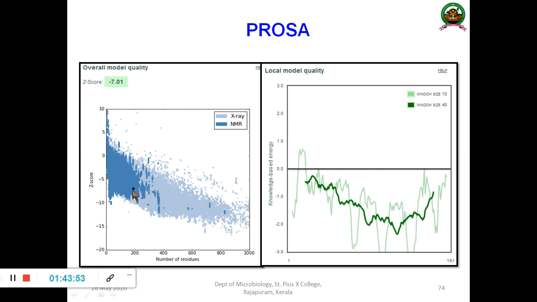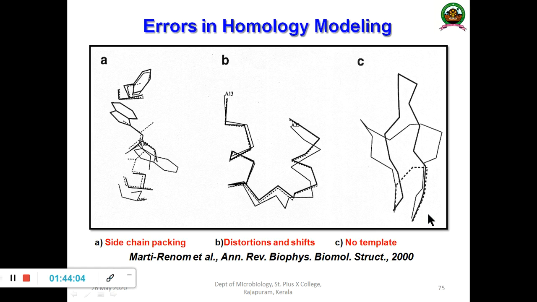So the quality should be, the dot should be here. So that is about the PROSA. Here you can see the outside, when you are looking, there is a cutoff value, it should be below cutoff. Okay, there should be negative energy. Then sometimes what will happen is, in homology modeling there will be a lot of errors. What are the potential errors in homology modeling?